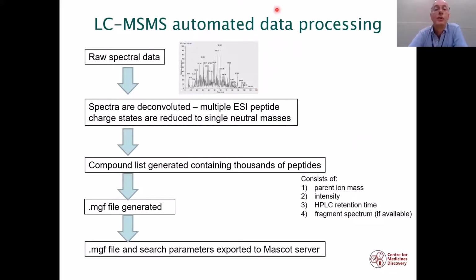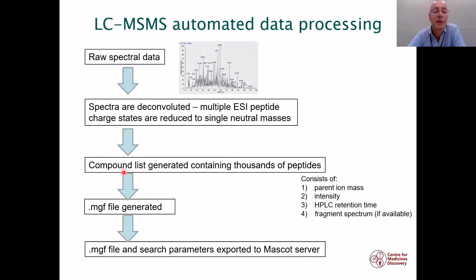So you almost always need to do automated data processing in LC-MS/MS. You will start with raw spectral data. As I mentioned, the data files are very large. You may acquire data over a couple of hours, and you are generating fragment spectra many times a second. The spectra need to be processed and they need to be deconvoluted. What that means is we will have peptides that may be doubly or triply charged. They need to be reduced to single neutral mass. So deconvolution is taking these multiple charge states and reducing them to a single neutral mass.